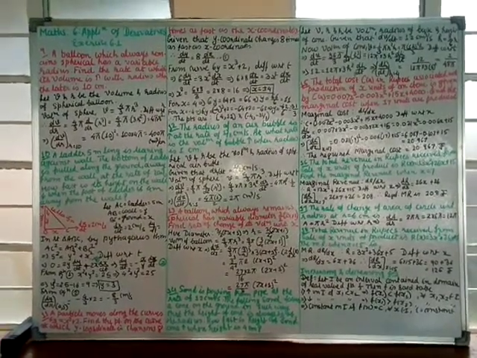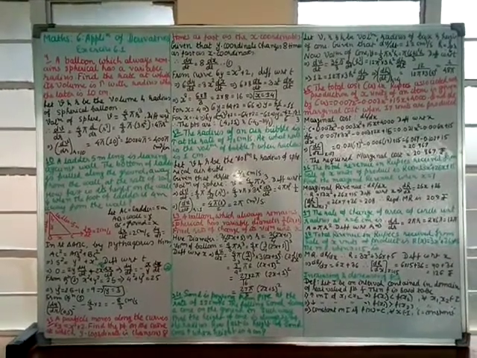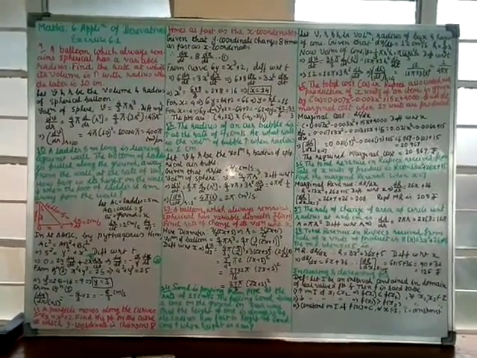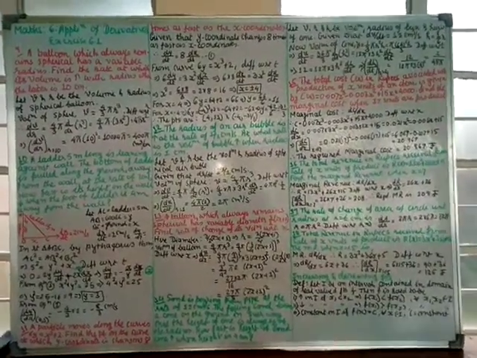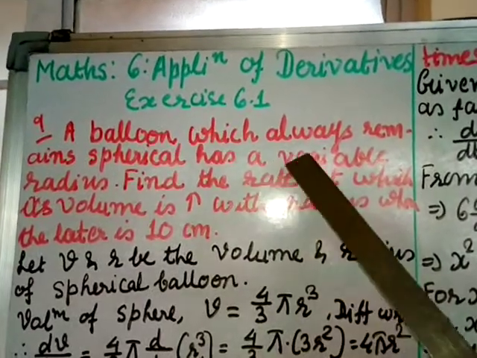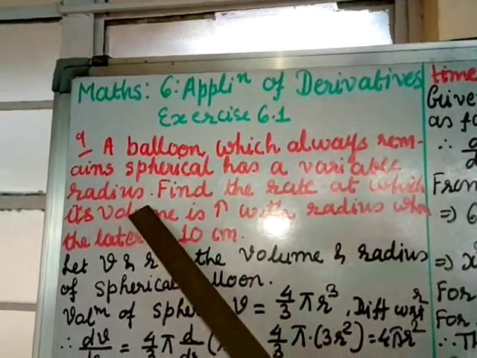Mathematics Class 12, Chapter 6, Application of Derivatives. Exercise 6.1. We have done up to question number 8. Today we shall do from 9 onwards. Question number 9. A balloon which always remains spherical has a variable radius.